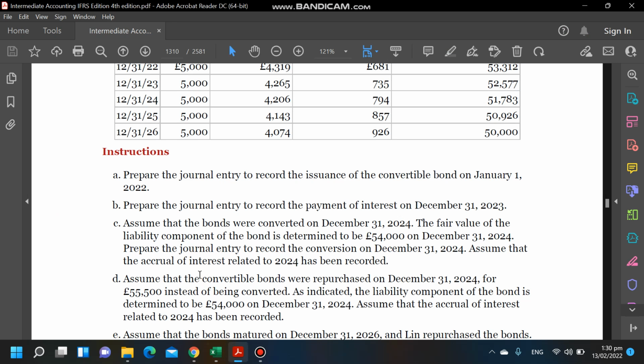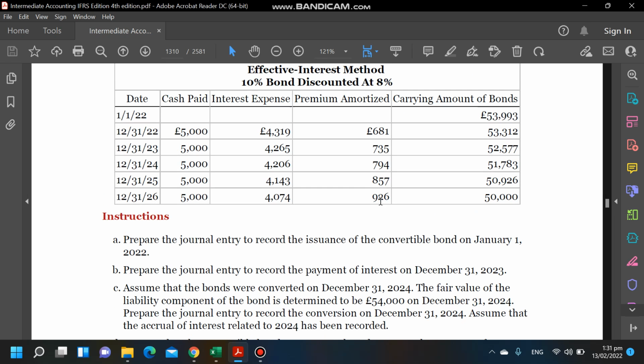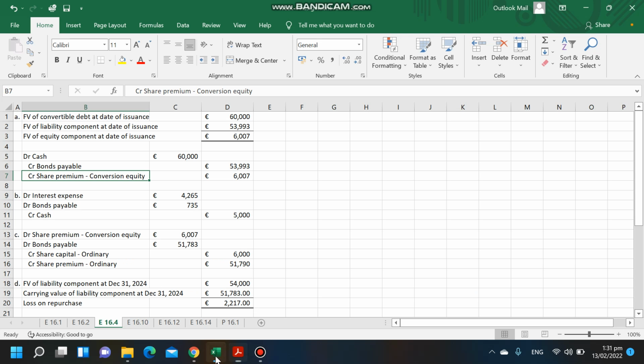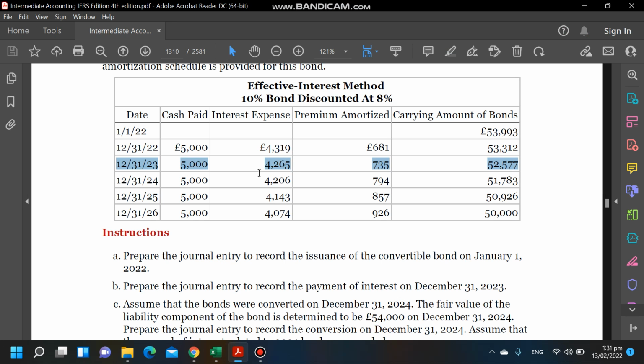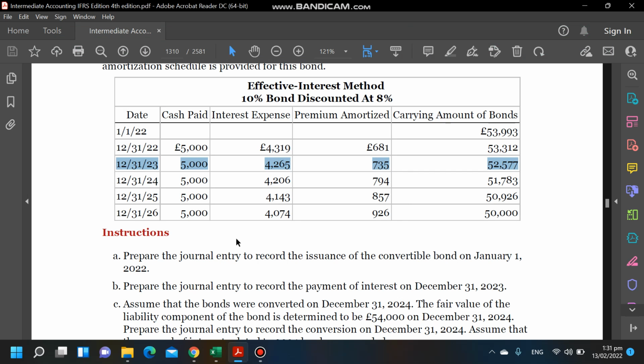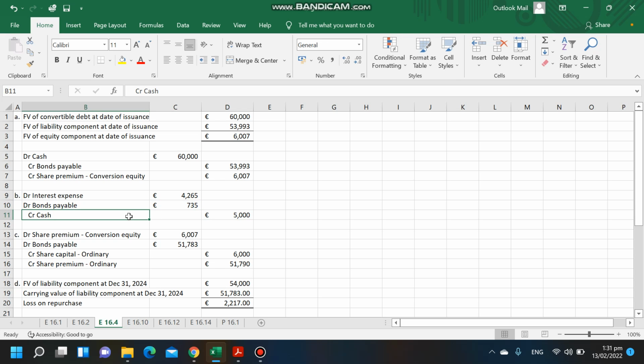And then B, prepare the journal entry to record the payment of interest on December 31st, 2023. So you just go back to the table and you see the row of December 31st, 2023. So the numbers are provided already. Okay, so the journal entry should be debit interest expense 4,265, according to the table, and then debit bonds payable 735, and then credit cash 5,000. So remember, premium will decrease the interest expense.